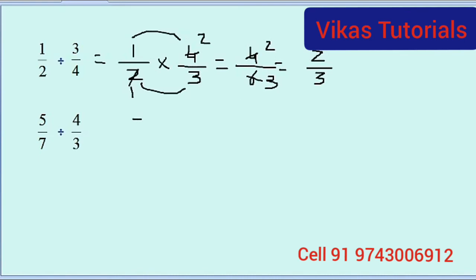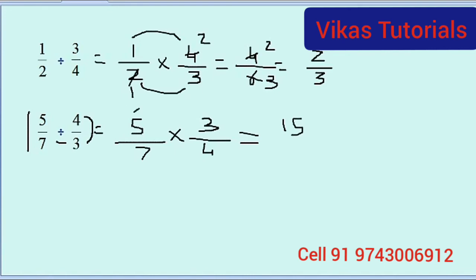Okay, next example. It is 5 by 7. You write the first fraction as it is, 5 by 7. Now change this division sign into multiplication sign and write the reciprocal of the next number. 4 by 3 will become 3 by 4. 3 will go up, 4 will come down. So now 5 multiplied by 3 is 15, and 7 into 4, 7 4s are 28. So the answer is 15 by 28.